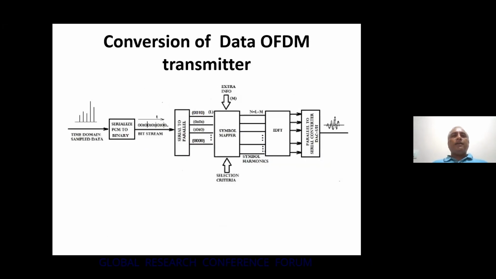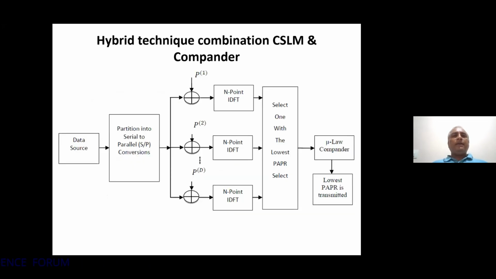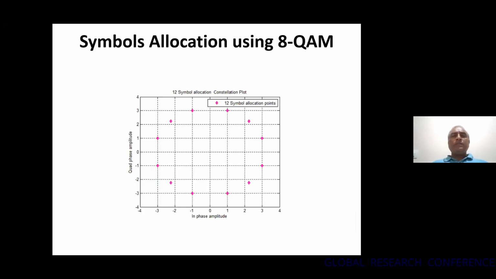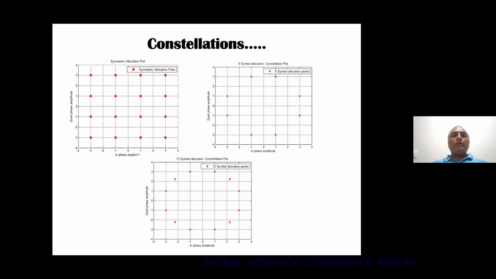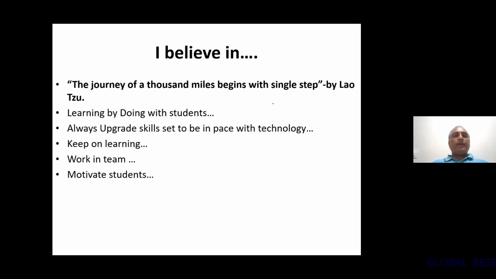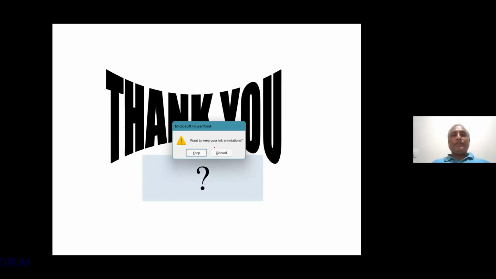These are some of the results I will not be discussing. It's available on the internet, and you can find my papers on Google Scholar in my name. So this was my work. I was talking about NOMA somewhere. These are the key findings of my works. I was talking about power: power should not be more, so I should minimize the power. I believe in learning by doing, keep on learning, work in a team, and always motivate the students. So thank you one and all. Now I'm open for a discussion.